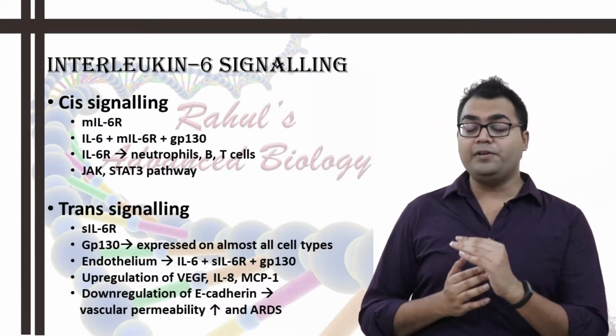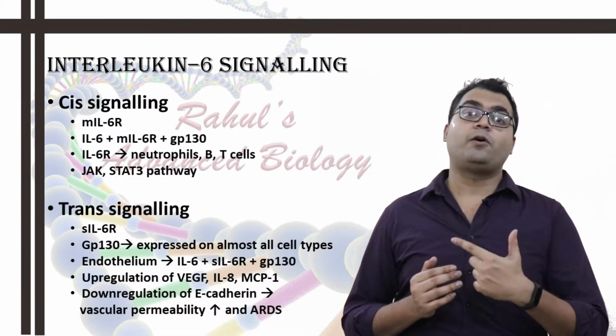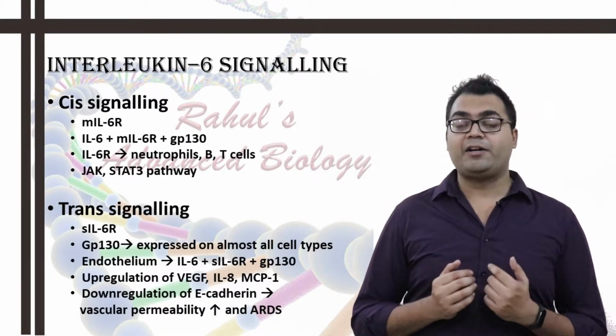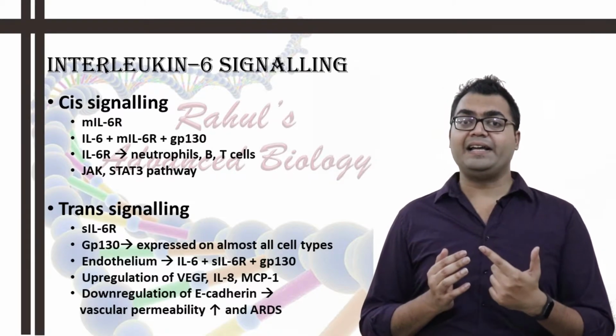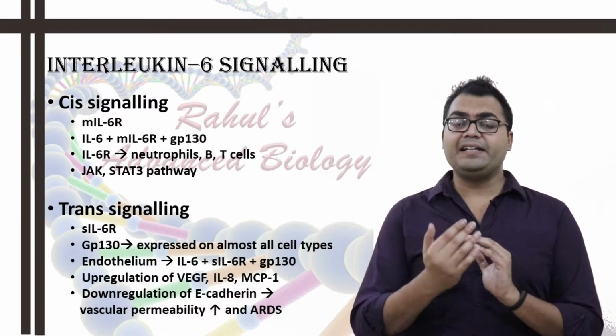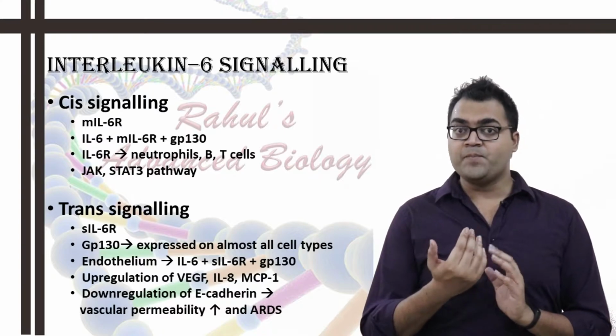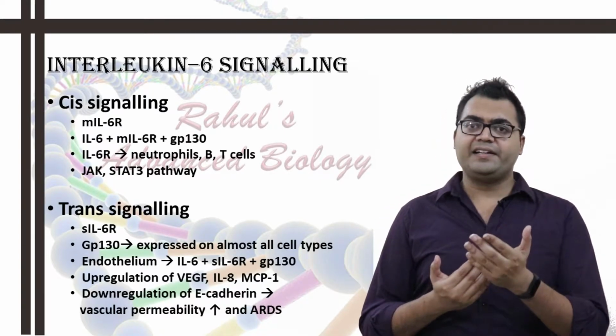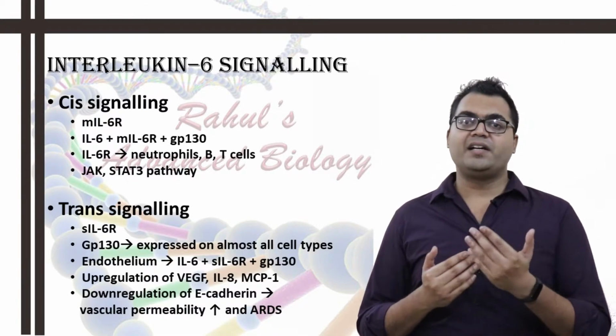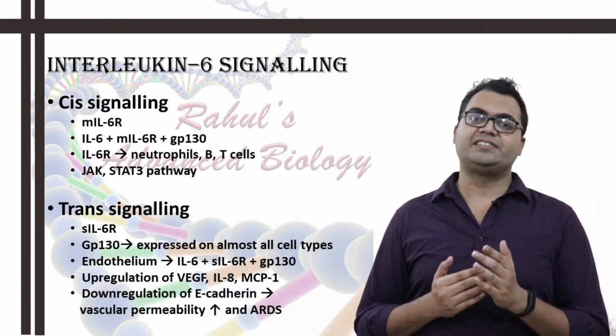It can cause the downregulation of E-cadherin. It can cause the upregulation of MCP1, macrophage chemoattractant protein 1. It can cause the upregulation of IL-8 and IL-6. Thereby, it can increase the vascular permeability, which is one of the hallmarks, and also it can cause hypotension, which is again another hallmark of acute respiratory distress syndrome.